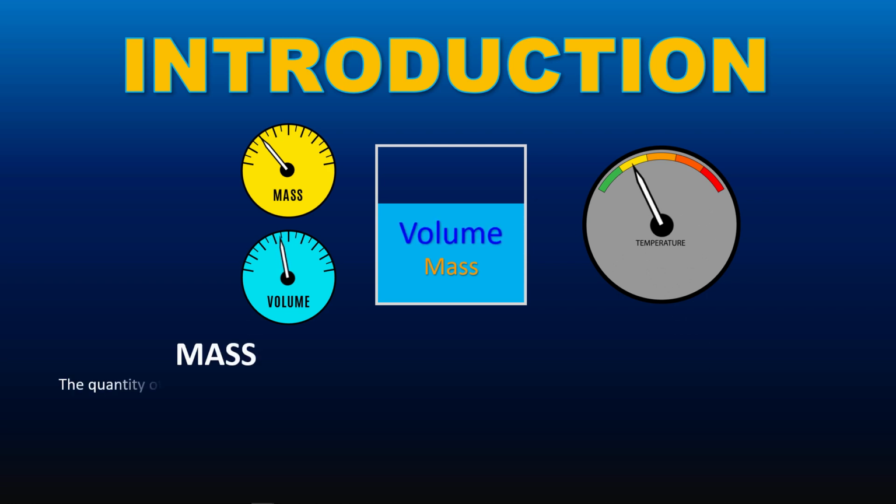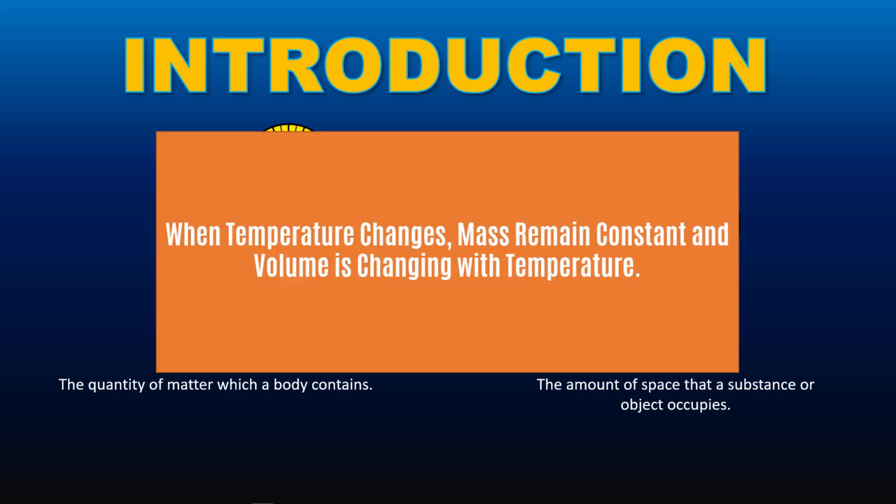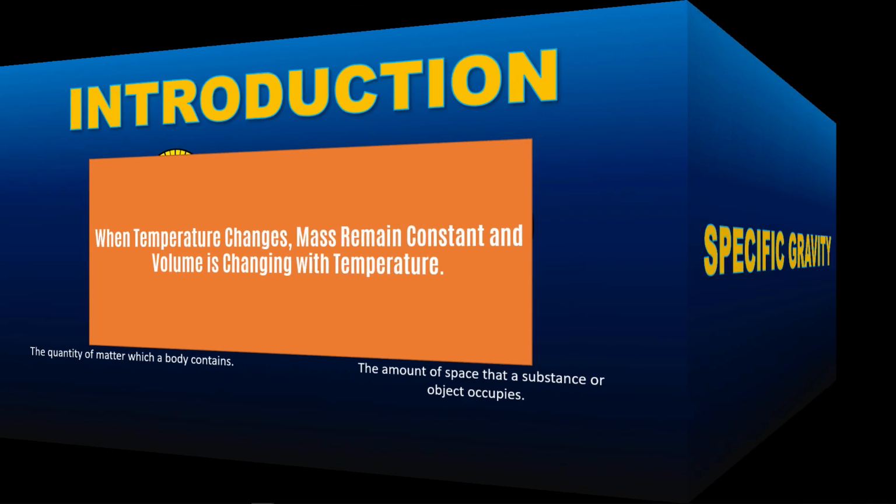Mass is defined as the quantity of matter which a body contains. Volume is defined as the amount of space that a substance or object occupies. On the screen is a diagram showing the relationship between mass, volume, and temperature. As a conclusion, we can say that when temperature changes, mass remains constant, and volume changes with temperature. This poses challenges for conversion. We can't convert mass to volume or volume to mass using a fixed ratio. To convert from mass to volume and vice versa, we need specific gravity.